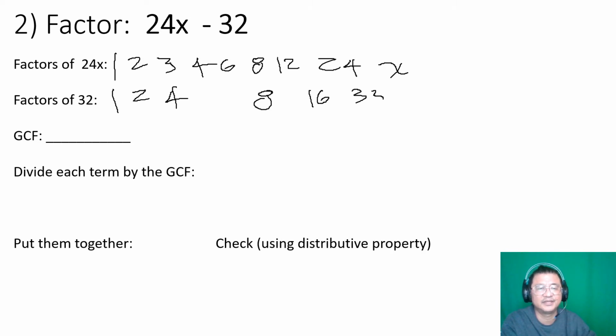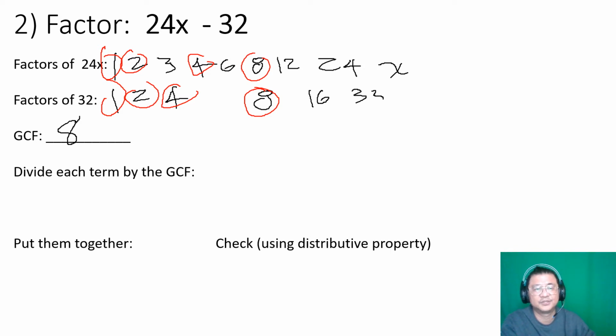6, no, 7, then back to 8. So those are the factors. The common ones are what? 1 is common, 2 is common, 4 is common, but the greatest is 8. So I write down 8 as my GCF. So since I know 8, I will use 8 to divide each of the terms.